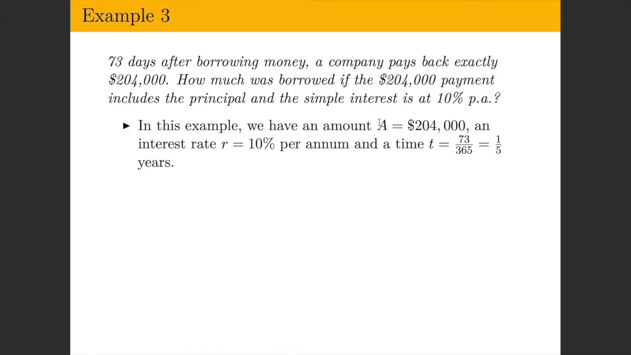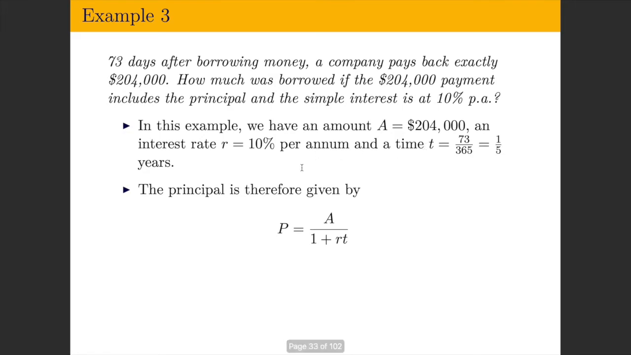So again, we've got A is 204,000. We've got a rate of 10% per annum. But here again, we've got 73 days, but we want to convert 73 days into years because again, our frequency of interest is per annum. So what we do here is we take 73 on 365, which is 1/5 of a year. Again, that simplifies down to 1/5. Again, 365 days in a year.